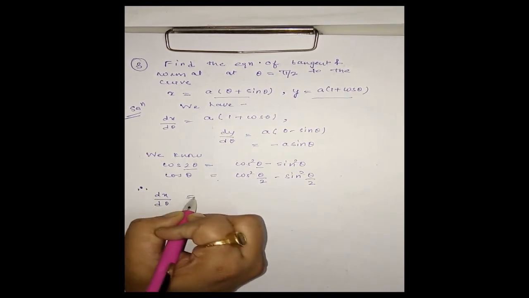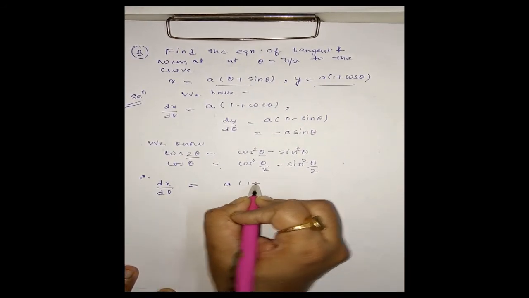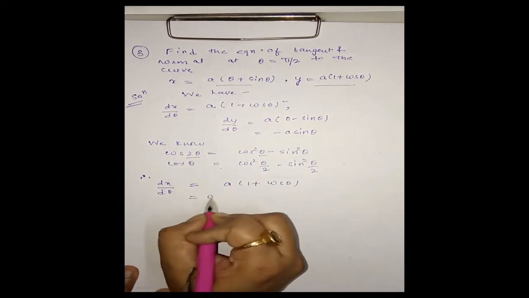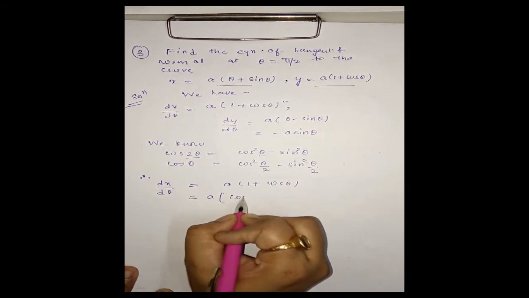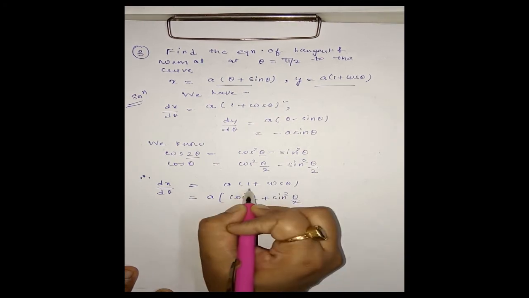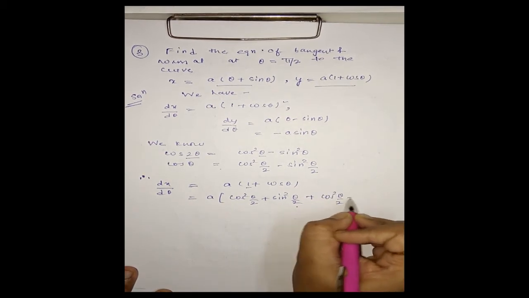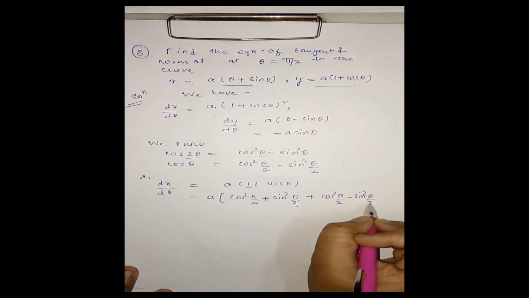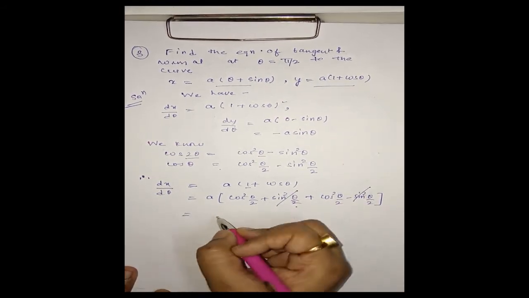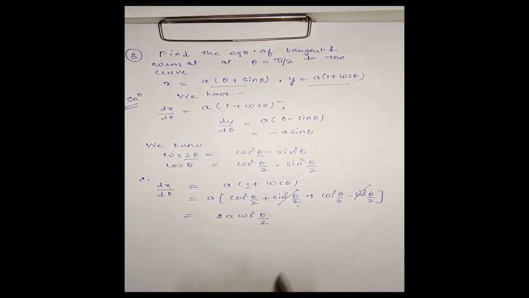Therefore, dx/dθ is equal to a(1 plus cos θ). I can write this as a times (cos²(θ/2) plus sin²(θ/2), which is 1, replacing 1 by this) plus cos²(θ/2) minus sin²(θ/2). This will get cancelled out and I am left with 2a cos²(θ/2).